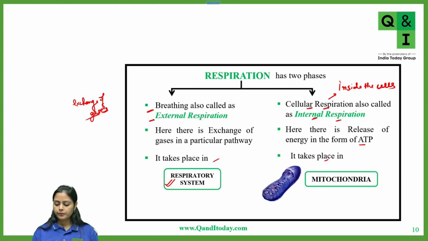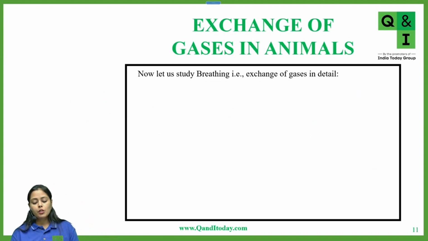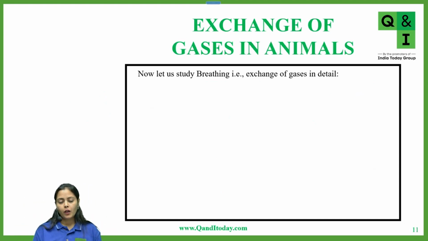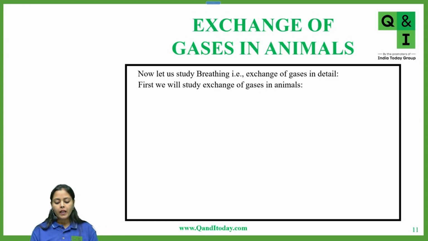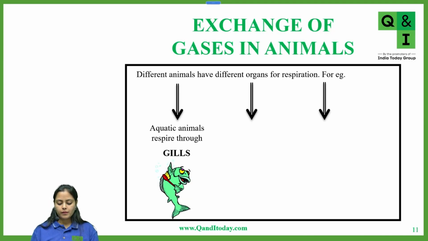Done, ma'am. Done? Okay. Now, let us study breathing, which is exchange of gases, in detail. Let's focus on how exactly the exchange of gases takes place. For this, we will first study the exchange of gases in animals. Different animals have different organs for breathing. For example, gills that are present in aquatic animals, particularly fishes.